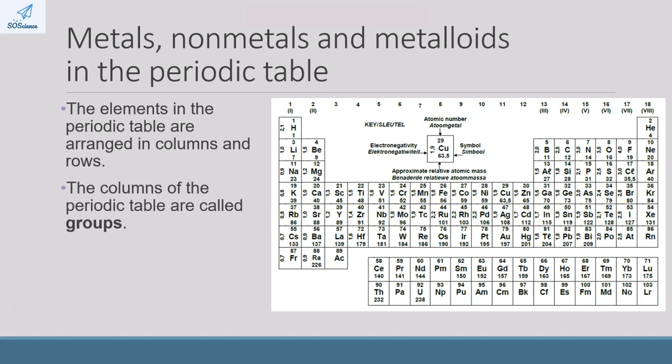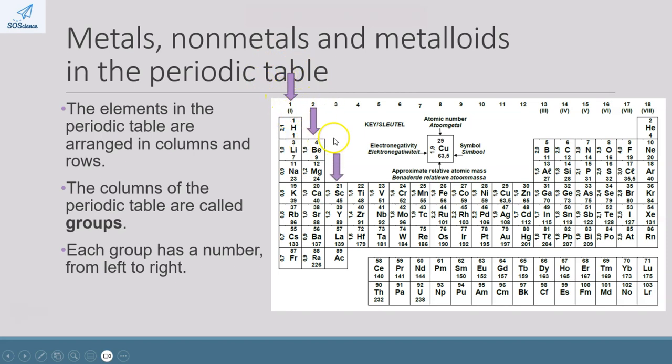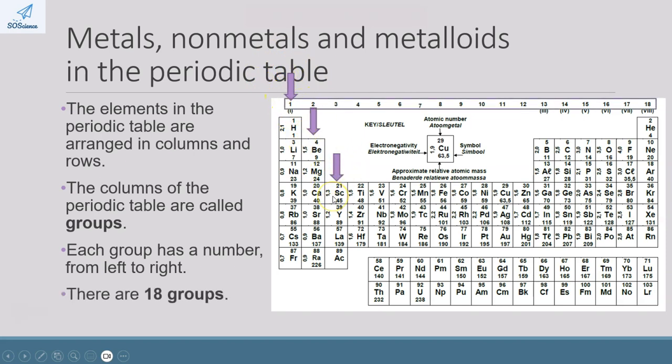The columns of the periodic table are known as groups. So here we have a group. This is group number 1. Each group has a number from left to right: group number 1, group number 2, group number 3. And in total, there are 18 groups.